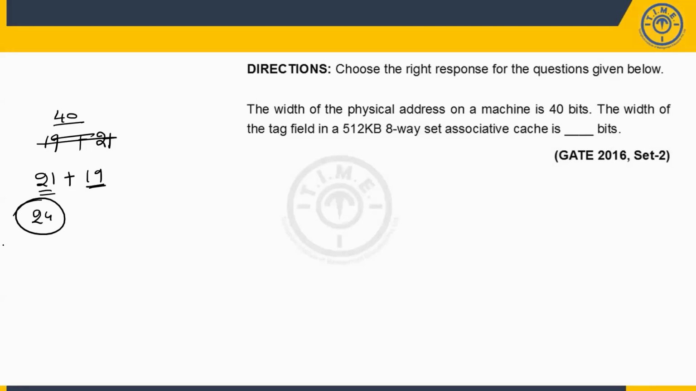Are we clear? Should I explain? Balaji, should I explain? Sir, once explain, sir. Sure, just a minute. That is C.